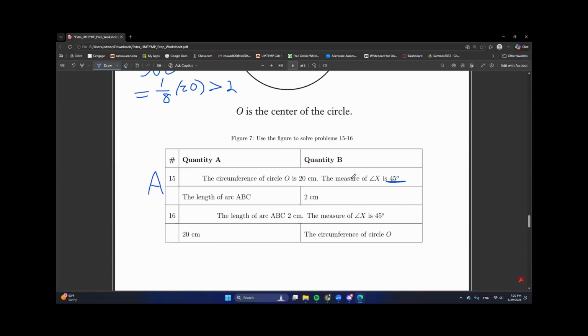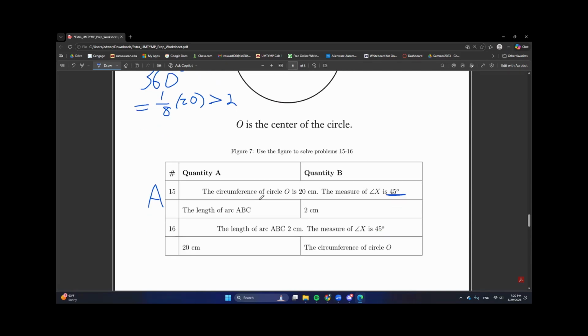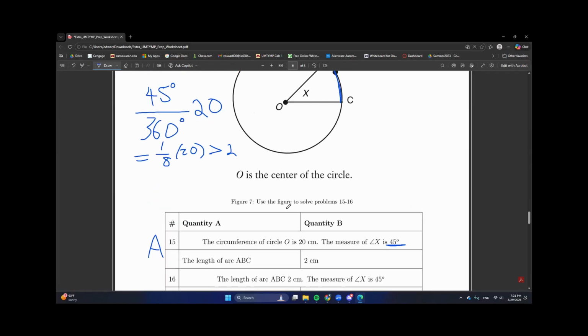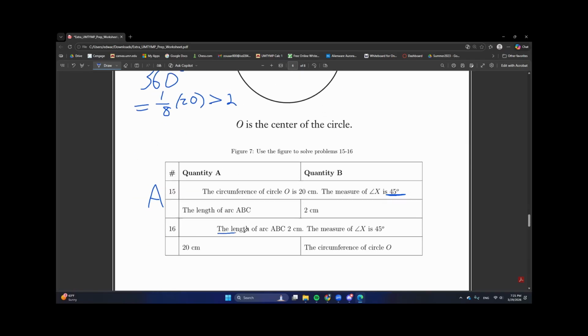Okay, so for 16, now the question changes. We use the same figure, but the question changes. So don't get confused, you might think that this gives you the length of ABC, but that's not true, because these are different problems. So they'll obviously have different questions. All they share is this figure, but remember, this figure doesn't have any numbers on it. So we can't quote unquote cheat here by just looking at this.